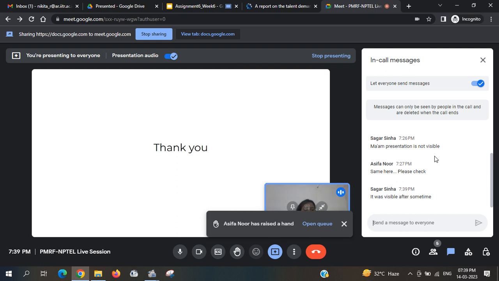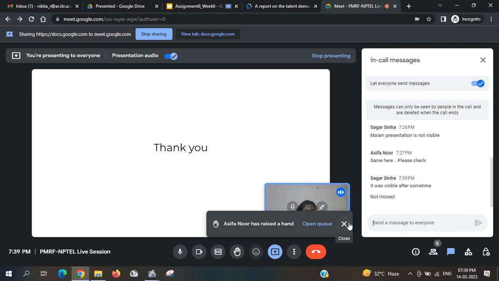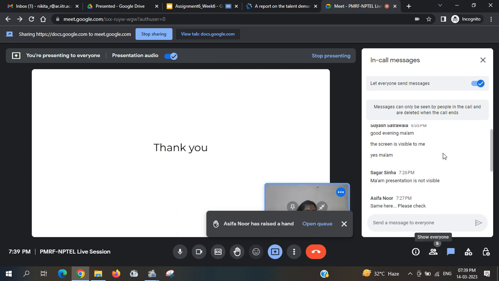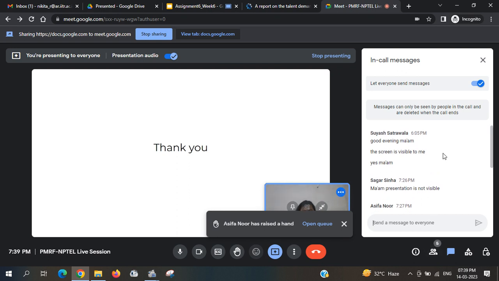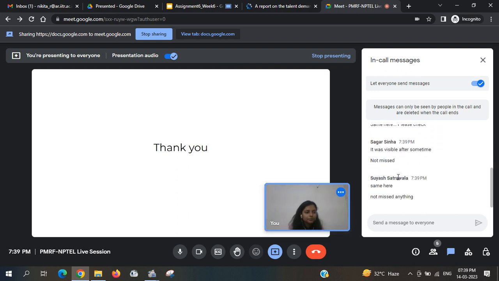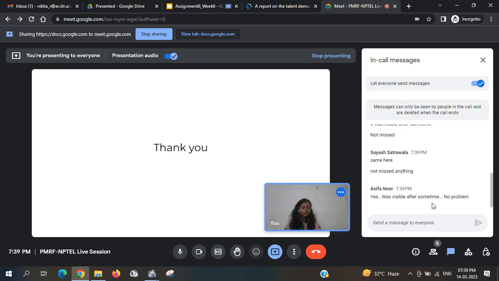Asifa, you have raised your hand. Please type your question in the chat box if you want to ask something. Sagar is saying that it was visible after some time, nothing was missed. So for Sagar it is okay. Asifa or Suyesh, if you missed anything, please let me know if something needs to be discussed again. Okay, Suyesh also says it's not missed. Asifa is also saying not missed. Okay, okay, then that is great.